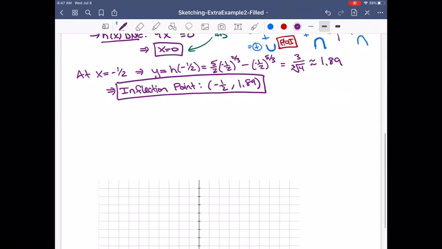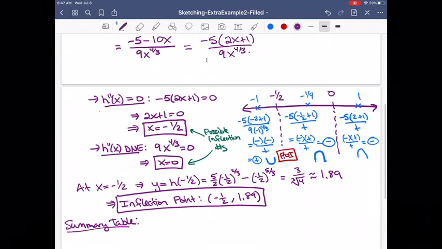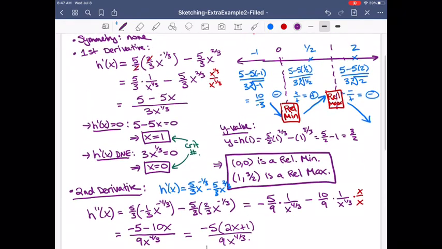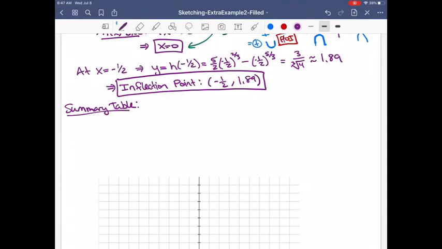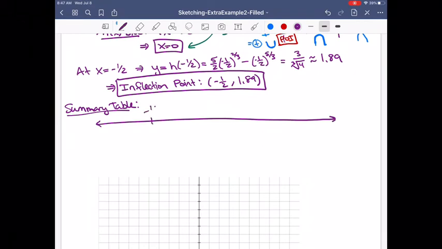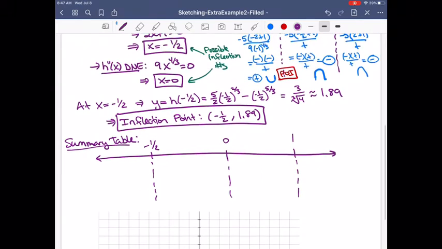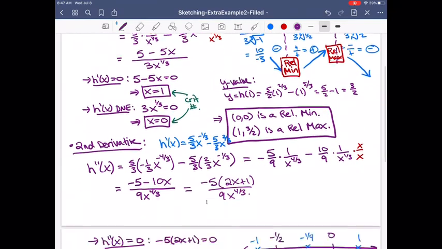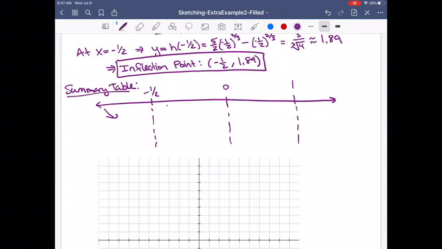Okay, now if you want, I have a little bit of space here, so if you want the summary table, some people like to do this. So we split at negative 1/2 and 0, and at 0 and 1. So our summary table is going to split at all of those places. Okay, so negative 1/2, 0, and 1. When I was less than 0, it was decreasing. So in both of these intervals, I'm going to be decreasing. Then it switched to increasing in this interval and then decreasing in that interval.